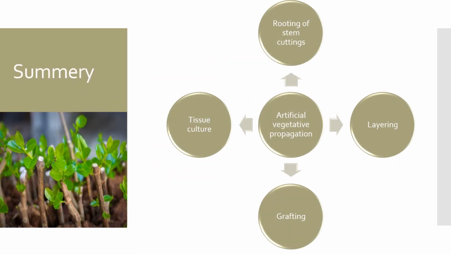So this is what we have learned today. We discussed artificial vegetative propagation, and under artificial vegetative propagation, we discussed the four main methods of obtaining new plants. They are rooting of stem cutting, layering, grafting, and tissue culture. So in the lesson, we discussed all these four methods of artificial vegetative propagation and their advantages and disadvantages also. So this is what we have to learn under artificial vegetative propagation.